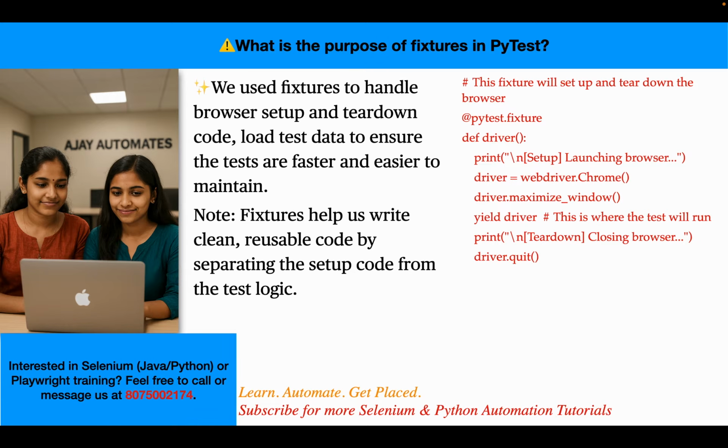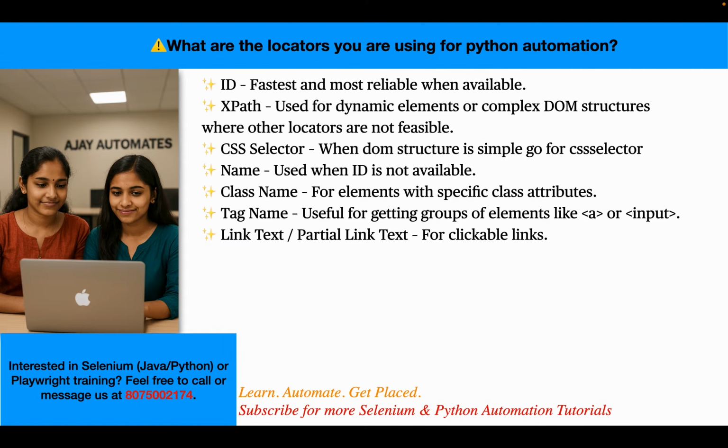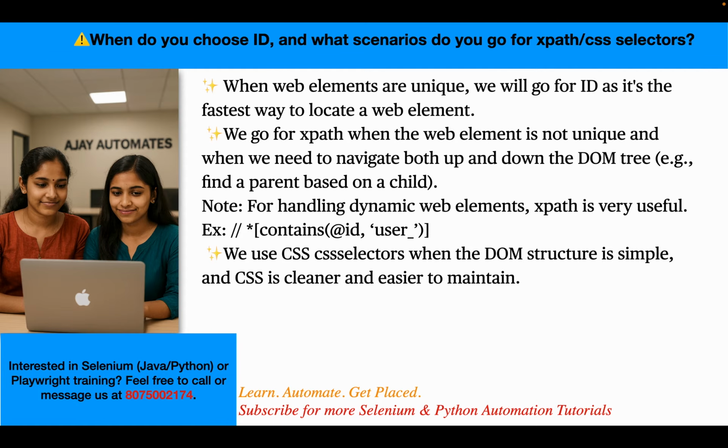The next question is, what are the locators you are using? ID, XPath and CSS selector are the most commonly used locators. Some of the other locators are name, class name, tag name and link text. The next question is, why do you choose ID, or in what scenarios do you go for XPath or CSS selector? ID, as you know, is unique and won't change. So whenever IDs are available, we can go for ID. If IDs are not available, I'll go for CSS selector.